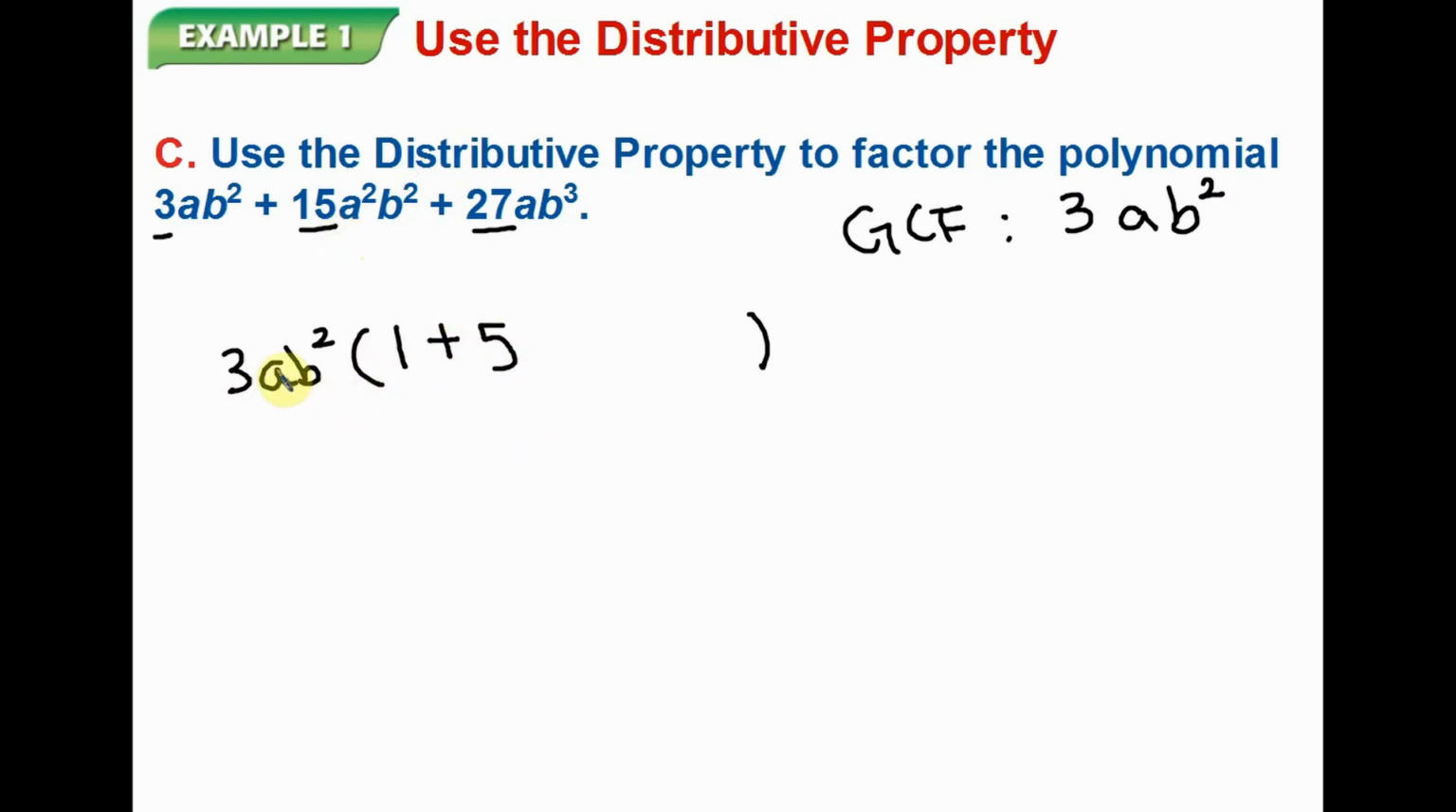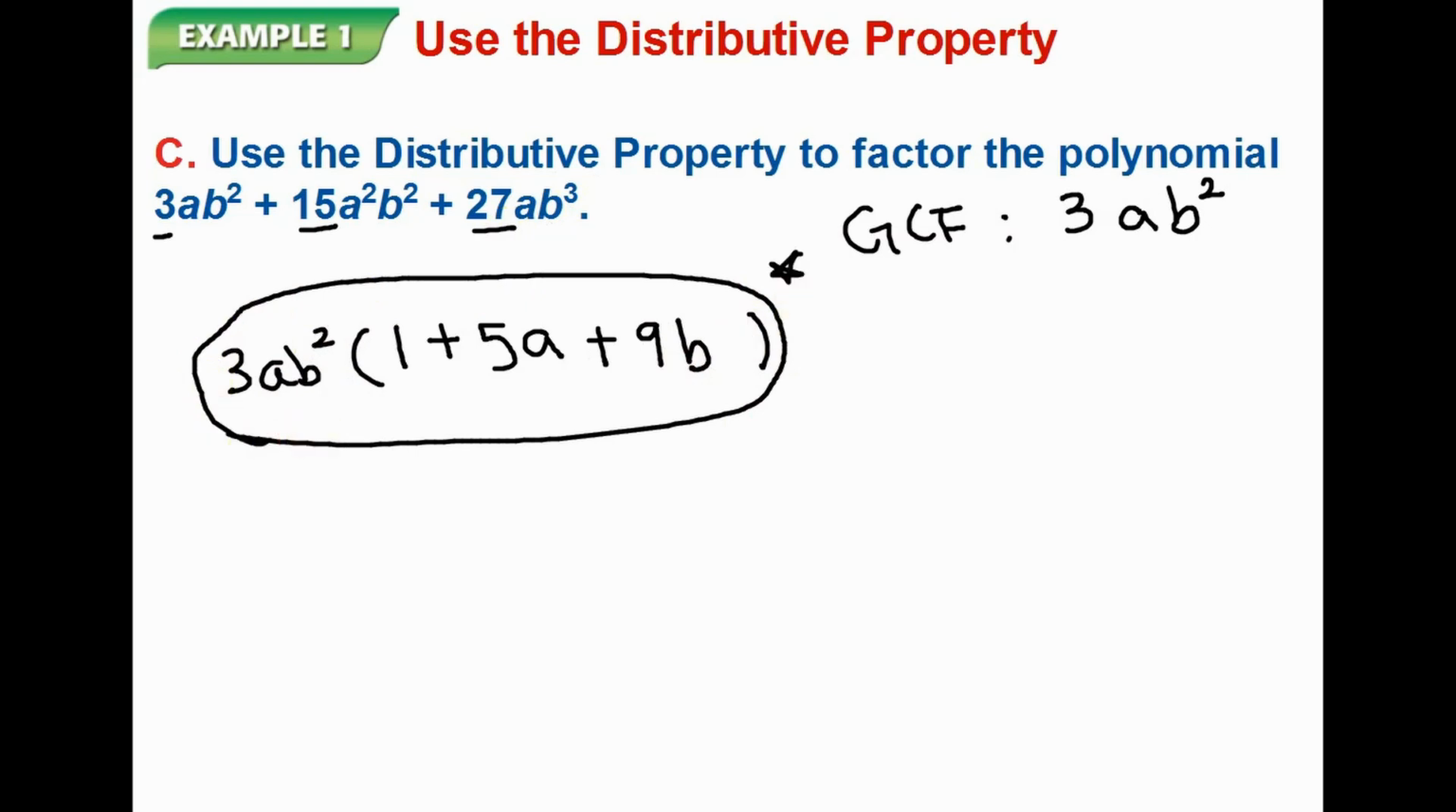The answer is 5. A times a will give you a squared. B squared times 1 will give you b squared. So I will just have 5a. Plus the last one, 3 times 9 will be equal to 27. A stays the same, but I need b cubed where I'm just multiplying b squared. So I need to have one more b, and that's how I conclude that this is going to be my final answer.